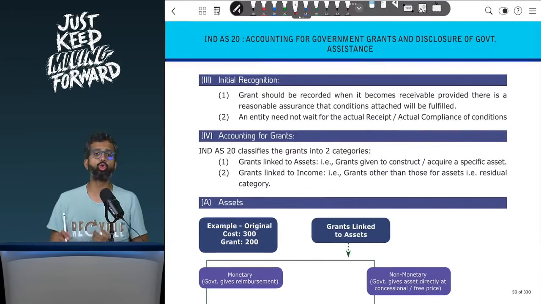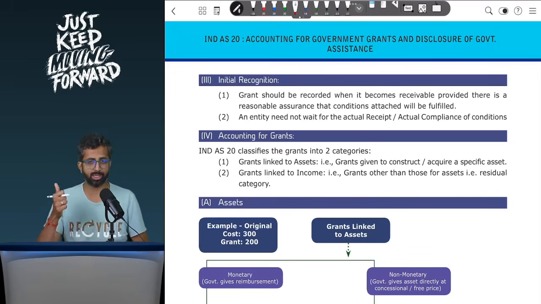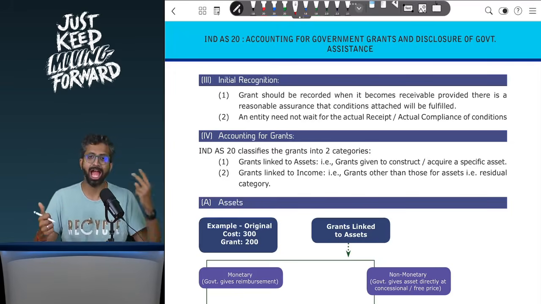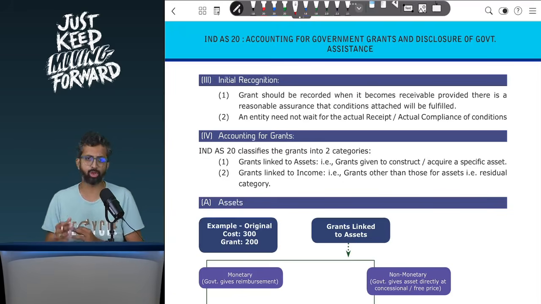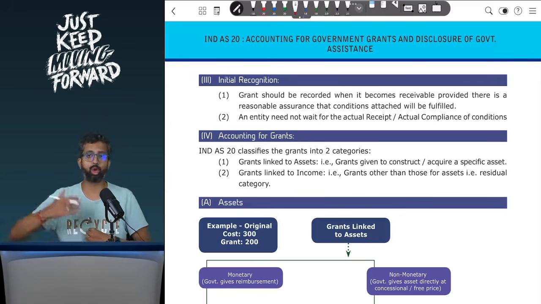Next, you go to the grants covered by Ind AS 20. What is the initial recognition? When should you recognize these grants? Well, grants should be recorded when there is a reasonable assurance that the conditions attached to the grant will be complied with and the grant is receivable. So you don't need to wait till the time the actual grant is received, otherwise it will become like a cash system of accounting, and you don't really need to wait till the time all conditions are complied.